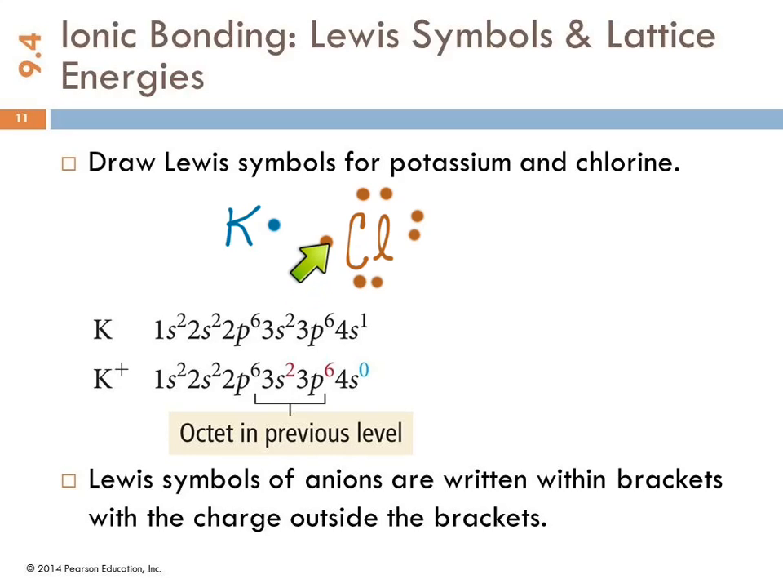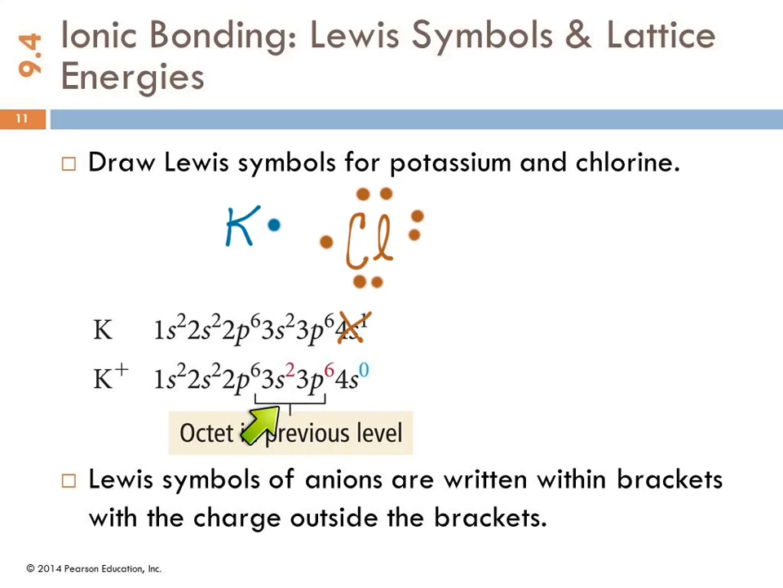And what does it want? It wants one more electron, doesn't it? And here's potassium. Potassium has 1 valence electron. If potassium would give this electron to chlorine, then she would be really happy, right? She'd have her octet. But what would that do to potassium? Well, let's look. Here's potassium's electron configuration. There's the valence electron. If we peel that off, what's left?